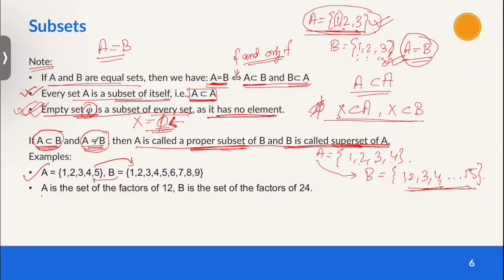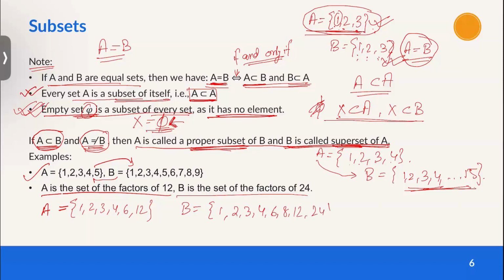Similarly, I have given here an example that A is the set of factors of 12. So what is the set A? Factors of 12 will be 1, 2, 3, 4, 6 and 12. Yes. And factors of 24 will be 1, 2, 3, 4, 6, 8, 12 and 24, right? I'm correct. Yes, I'm correct. So you can see all the elements of A, 1, 2, 3, 4, 6, 12, are there. All the elements of A are there in B, but A and B are not equal. So A is a proper subset of B and B is a superset of A.